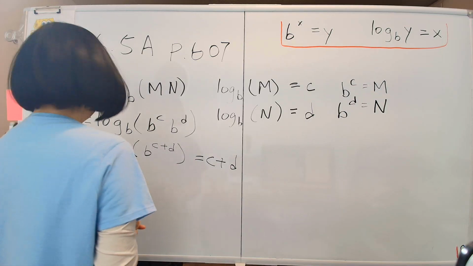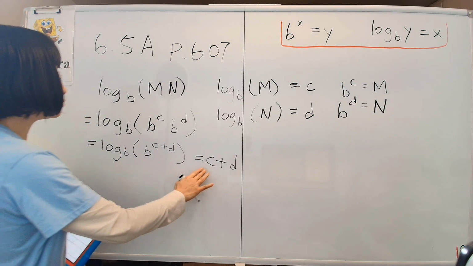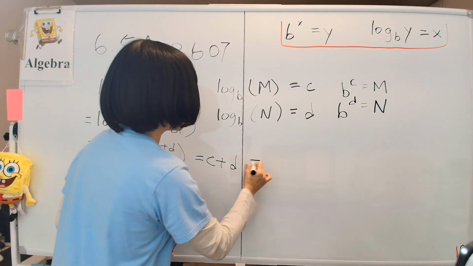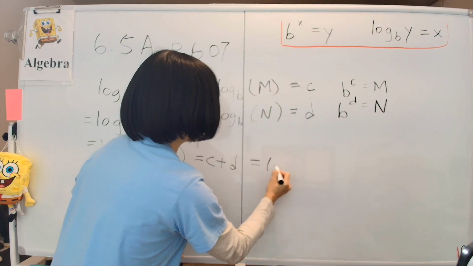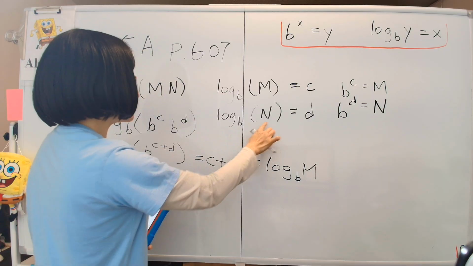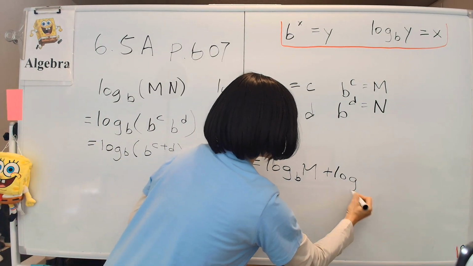Now, if that is the case, then the next thing we do is, what is c plus d? From this principle we have, c is log base b of M, right? So c is log base b of M. And then d, similarly, is the other one, log base b of N.